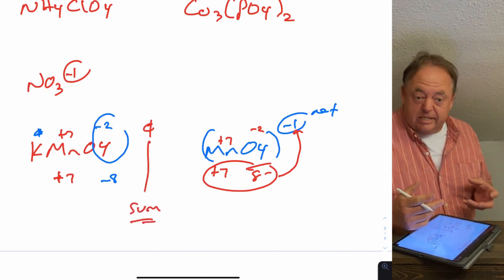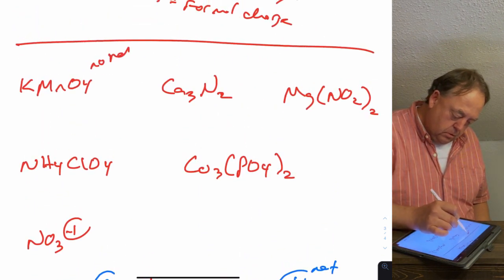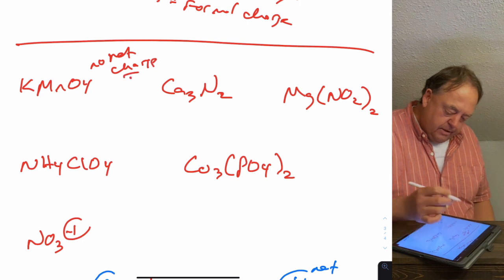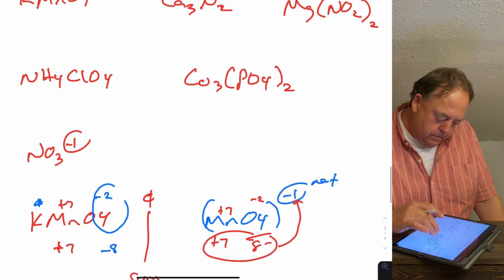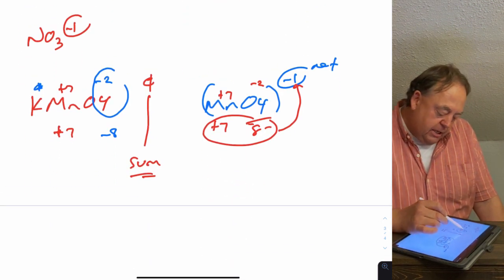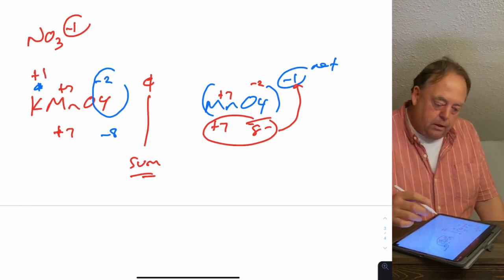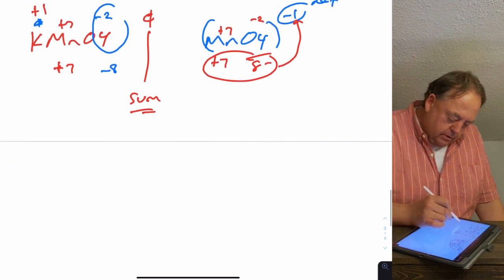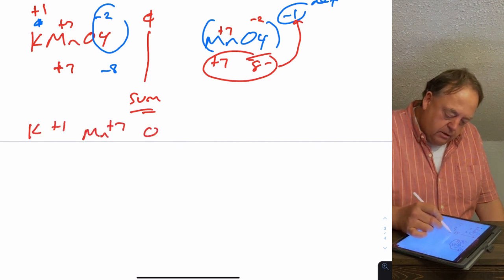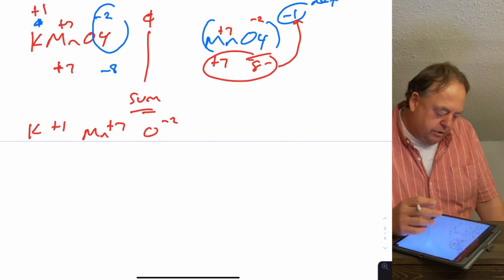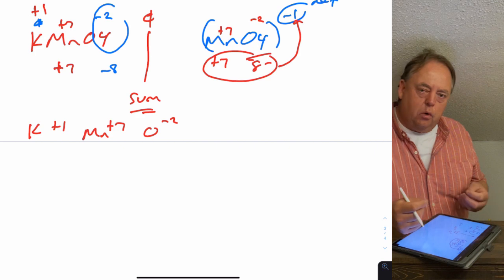So the sum on KMnO4 is 0, right? There's no charge. If there was a net charge, it would have to be shown. So that there's nothing shown, then you know it's 0. So if each oxygen is -2, that's 8 negatives, and manganese is +7, then potassium has to be +1. So the oxidation number of potassium is +1, manganese is +7, each oxygen is -2. I don't want the sum of oxidation numbers for each element. I want what each element's individual oxidation number is.